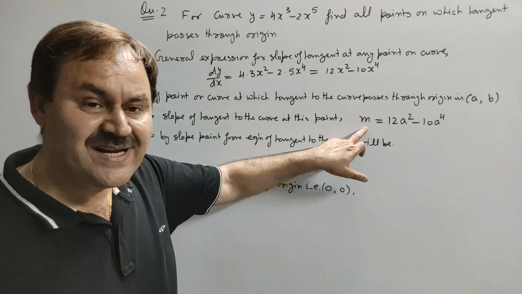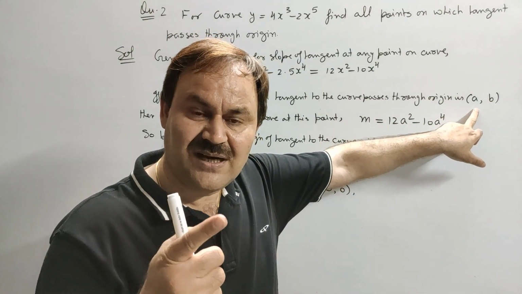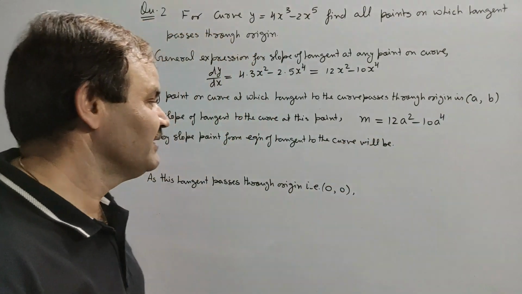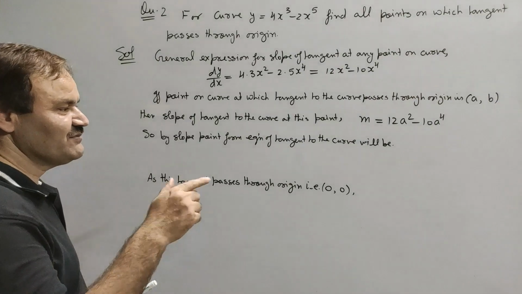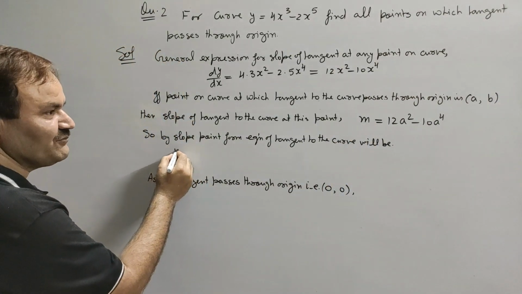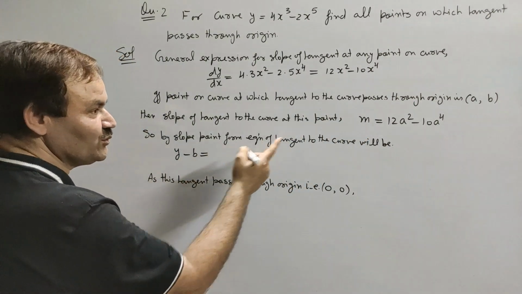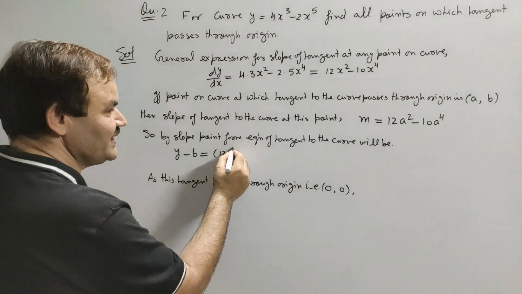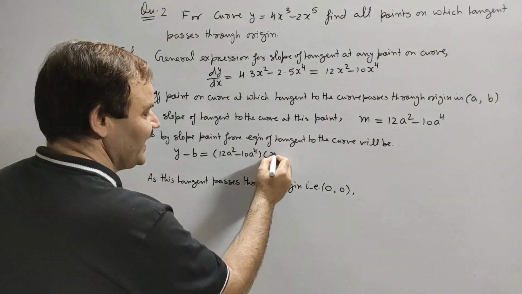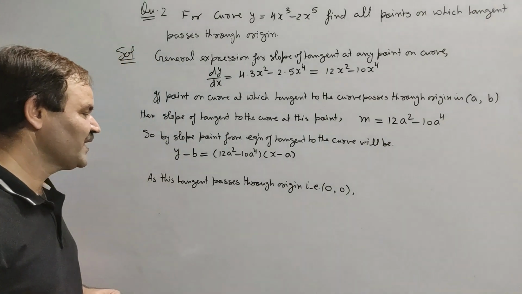Now slope we have, the point through which tangent passes also we have. So by point slope form we can find out the equation of tangent, and that equation of tangent will be y minus y1, that is b, is equal to m, 12a square minus 10a to the power 4, into x minus x1, and x1 is a.